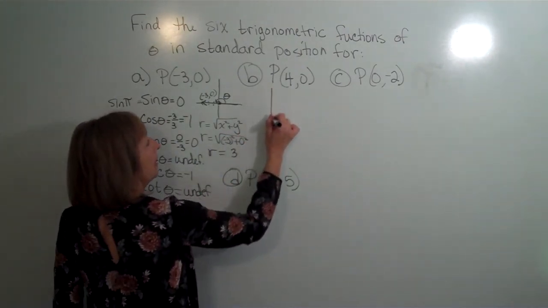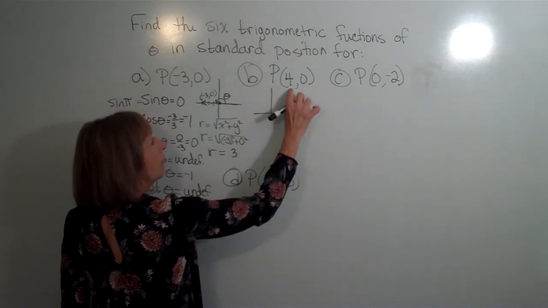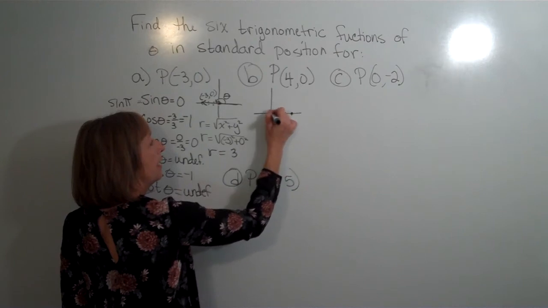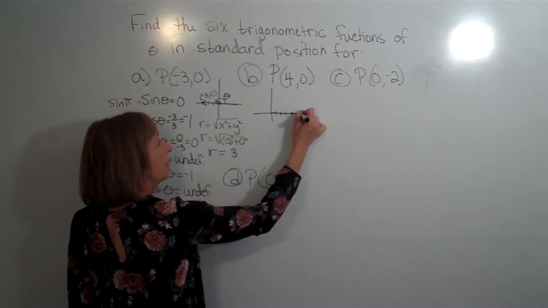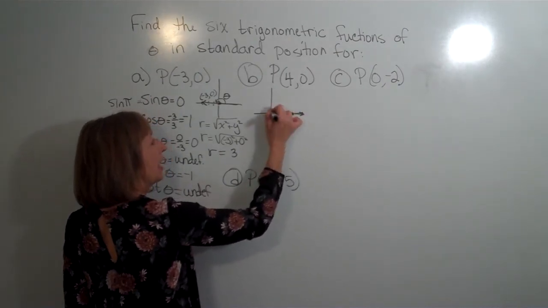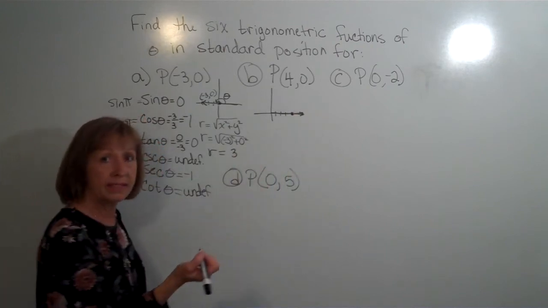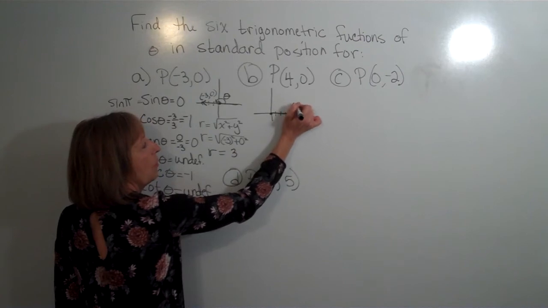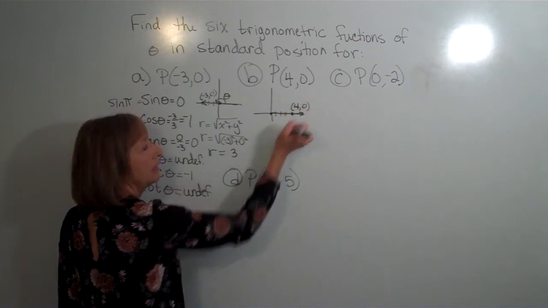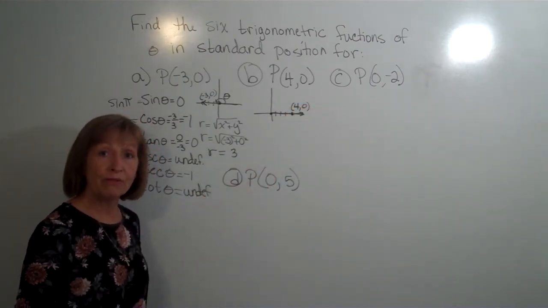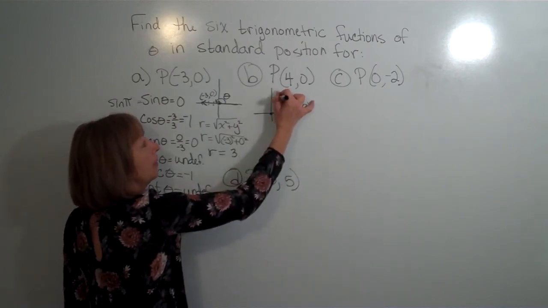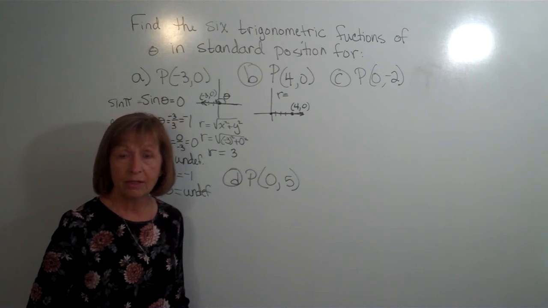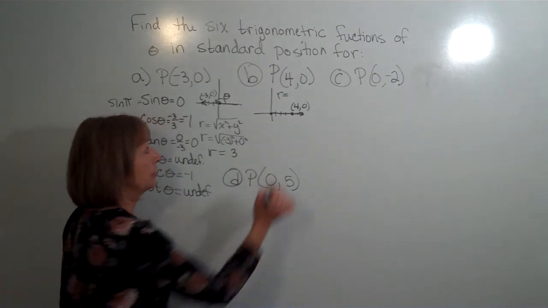Our point being 4, 0. So go right 4 and don't go up or down. So here, our terminal side and our initial side coincide, but I have this point is 4, 0. And if I were to go through and find r, r would come out to be the square root of 4 squared plus 0 squared. So that's the square root of 16, which is 4.